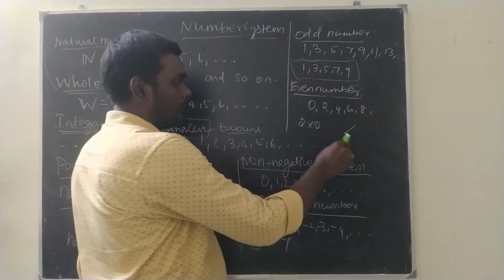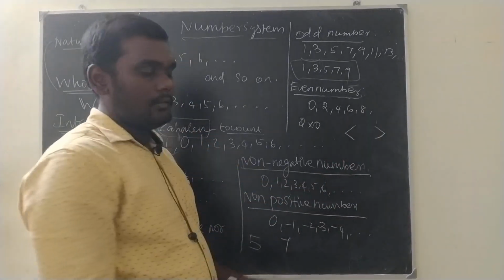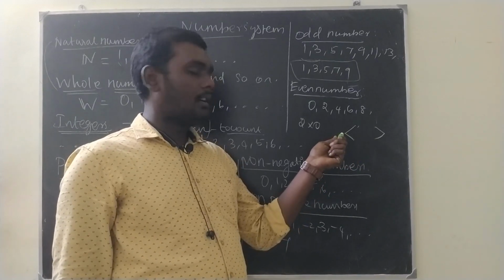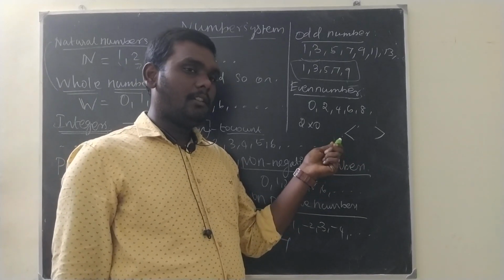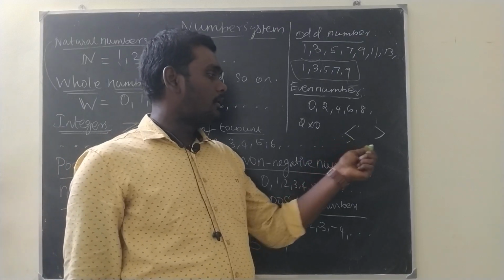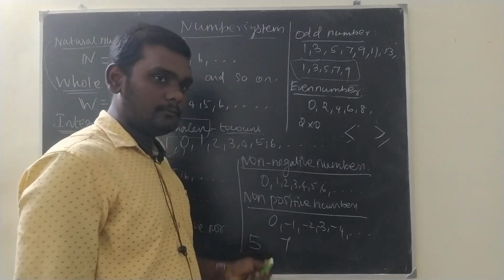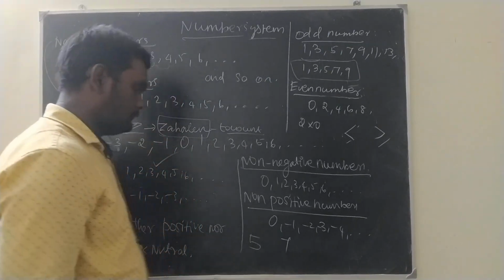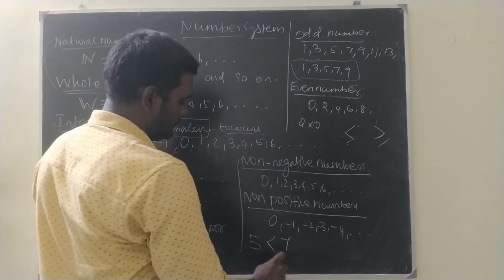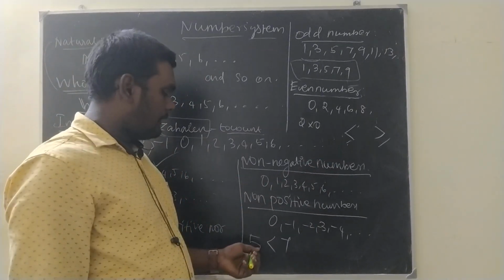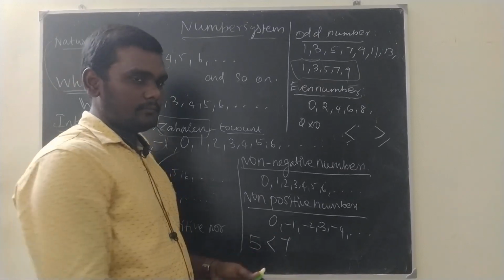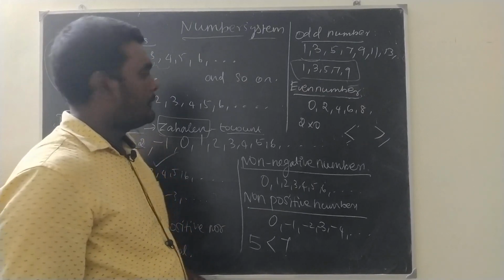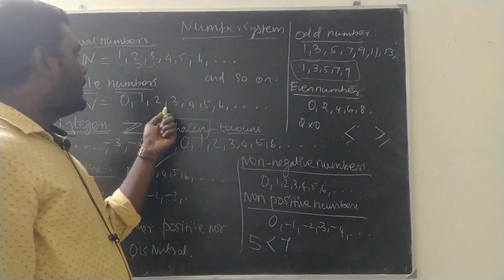Okay. That is how you will denote it. See these kinds of arrows. The bigger part of the arrow should point at the bigger number, and the smaller part of the arrow should point at the smaller number. So either this arrow or this arrow we should use here. This one. And we read it as 5 is less than 7. 5 is less than 7. The same applies here also.